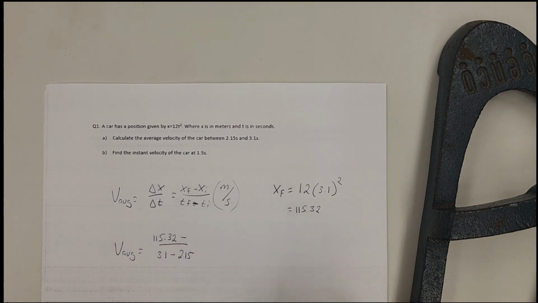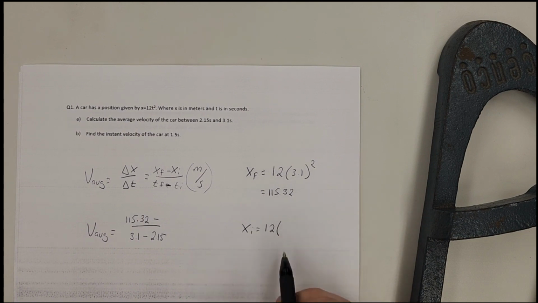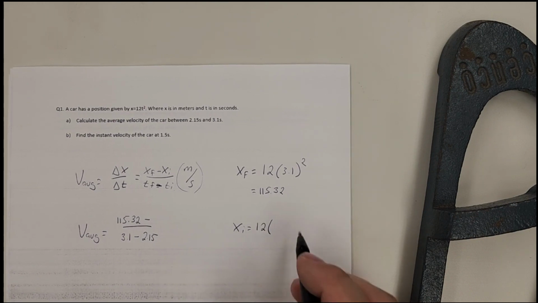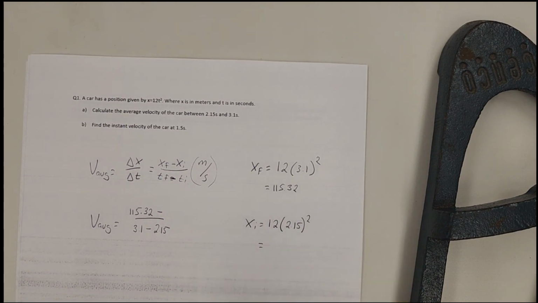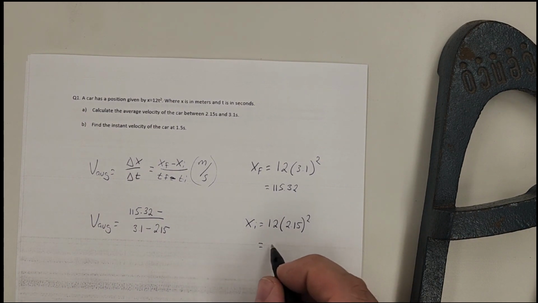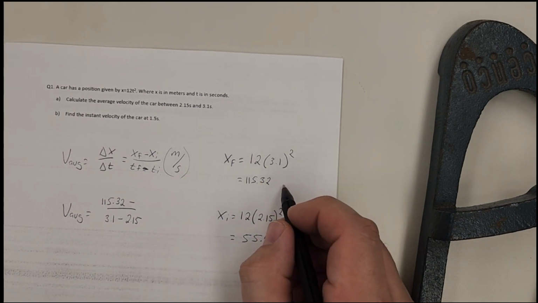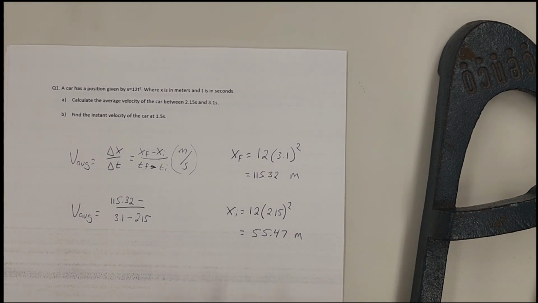115.32 minus, now we do the same thing for x initial. X initial is equal to 12 times t squared. What is t in the initial state? Initially, t is going to be ti. Ti is going to be 2.15, 2.15, don't forget to square it. We'll determine what this one is. Okay, do the same scenario, and for this, we should get 55.47. Okay, and both of these, being that they're x positions, they'll be in meters.